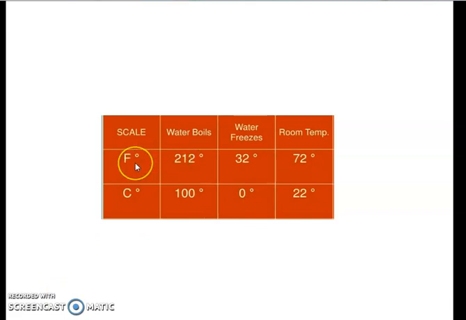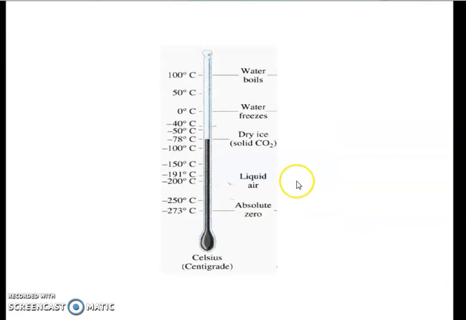Room temperature in the Fahrenheit scale is 72 degrees, while in the Celsius scale, when we take it in degrees centigrade, it will be 22 degrees. So that is the difference you can see here. This diagram will also explain it to you.